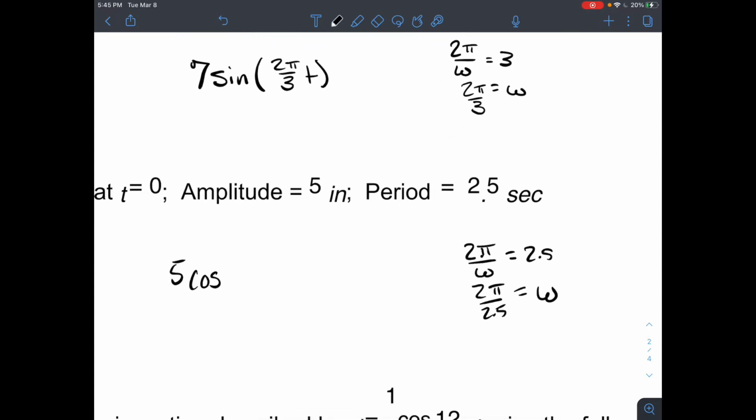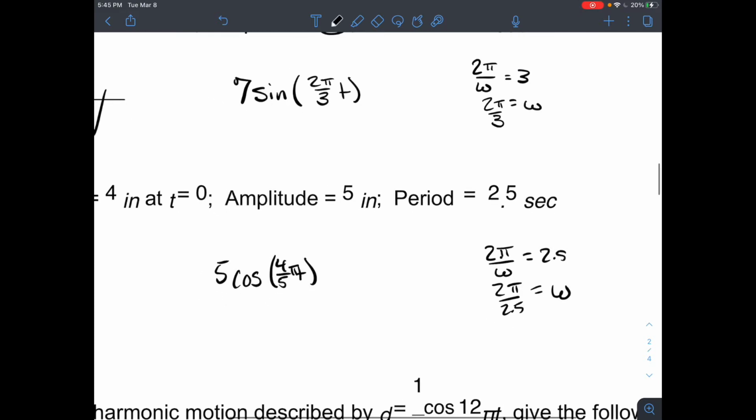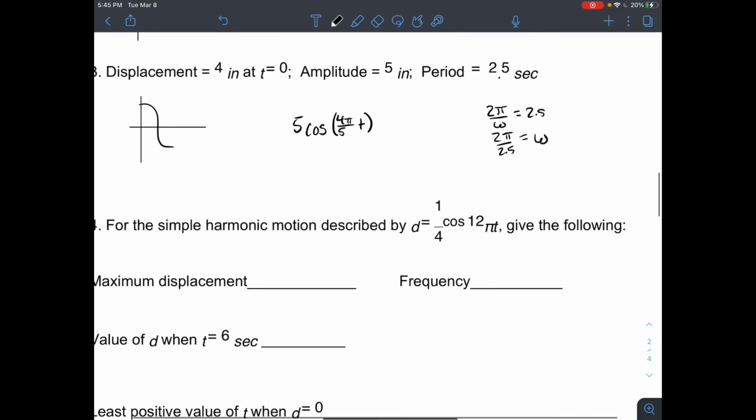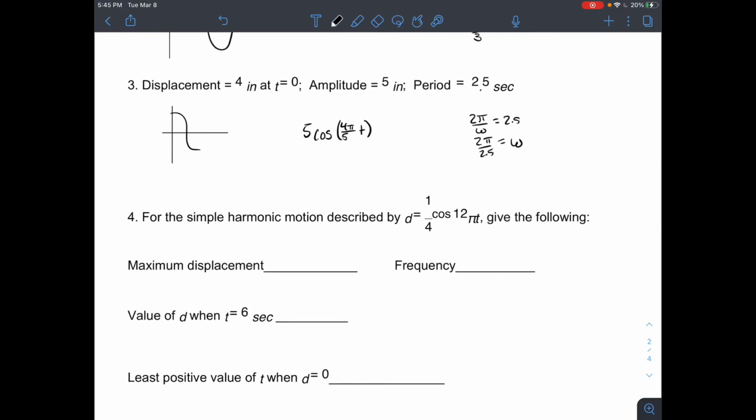And I'm just going to go ahead and call this 4 over 5 pi t. Let's make sure we got that pi in there. Let's make this look a little bit nicer. 4 pi over 5 t. There we go. For the simple harmonic motion described, give the following. Our maximum displacement is just given by our amplitude.